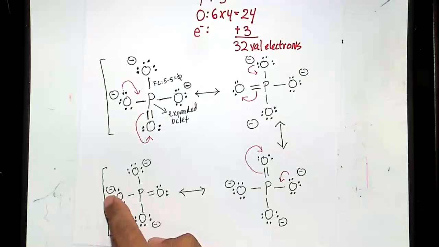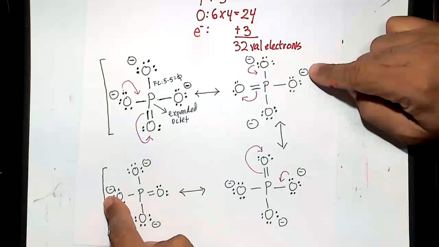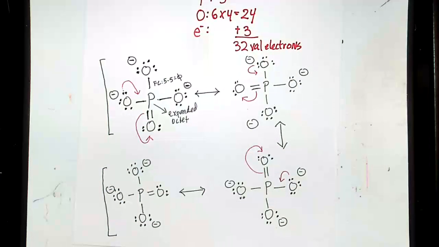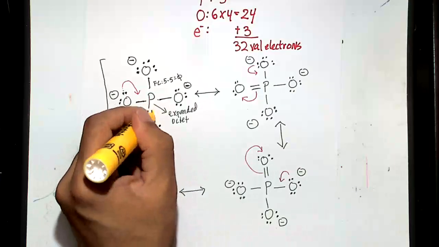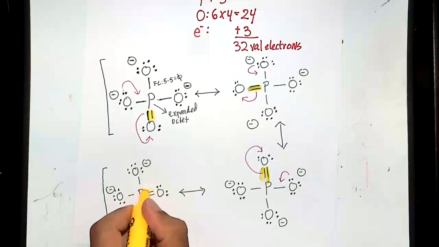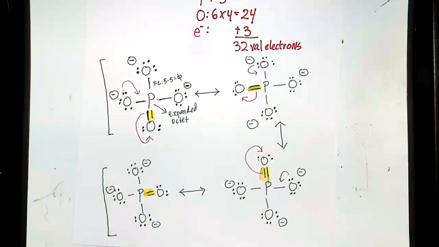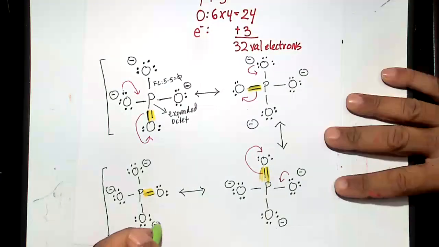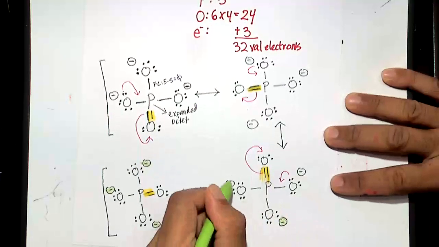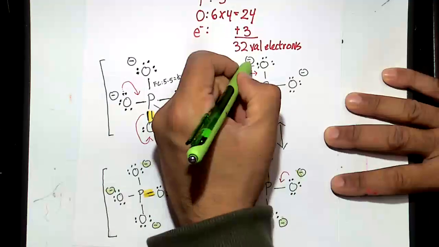Why? Because here the oxygen is negatively charged. This oxygen is negatively charged. This is a double bond. So they're different, but they're the same. All right, so where's the delocalization of the double bond? Okay, it's across all 4 oxygens. And where's the delocalization of the -3 charge? Okay, it's across all 4 oxygens. So the -3 is shared equally across these oxygens.